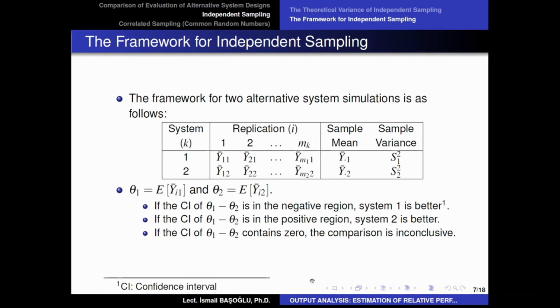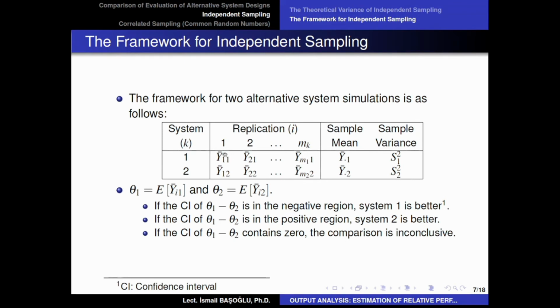Now, I am going to develop a framework for the independent sampling procedure. Let's say I have the first system and the second system here, and these y bar values are the replication averages. So my first replication, my second replication, my third replication. This time, the replications are given in the columns, and in the rows I have the first system and the second system. So y bar 1, 1 means what?